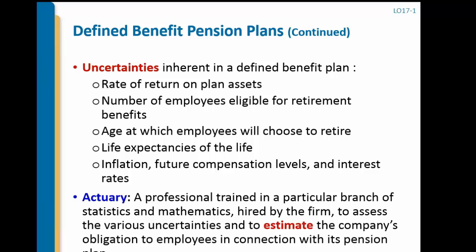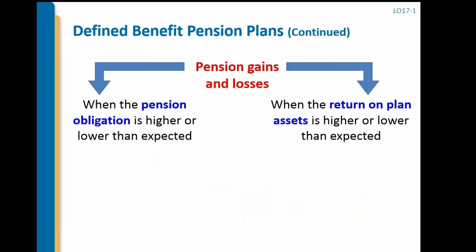An actuarial is a professional trained in a particular branch of statistics and mathematics, hired by the organization to assess the various uncertainties and to estimate the risk to the organization in regards to the plan. So what the actuarial will come up with is an obligation. This obligation doesn't quite act like a liability, but it's very similar to this, and this essentially is all these variables in regards to the plan. You notice it's an estimate. It invariably deviates from actual outcome. Again, think about all of these things that we need to consider.